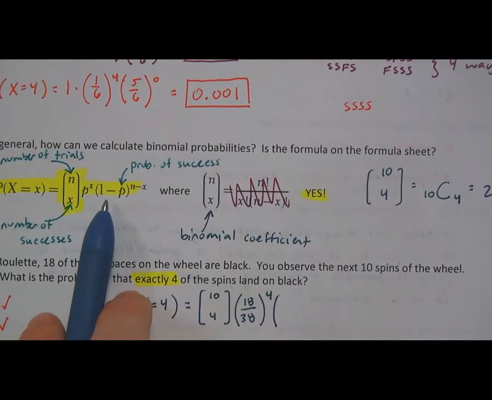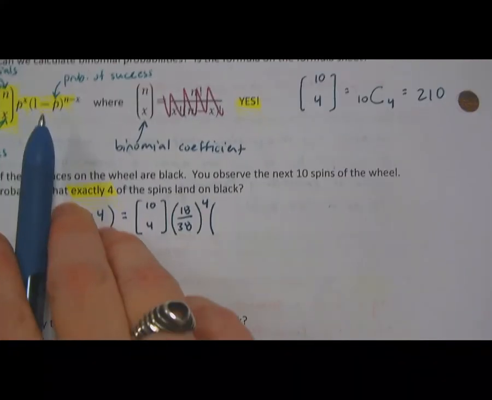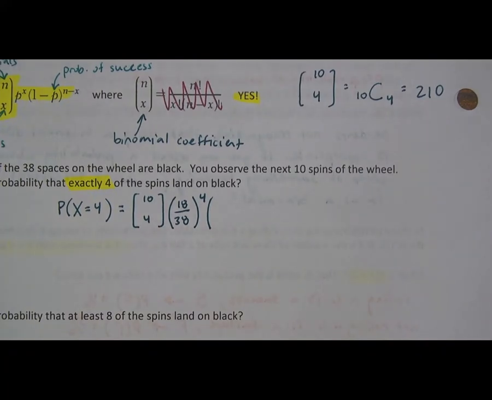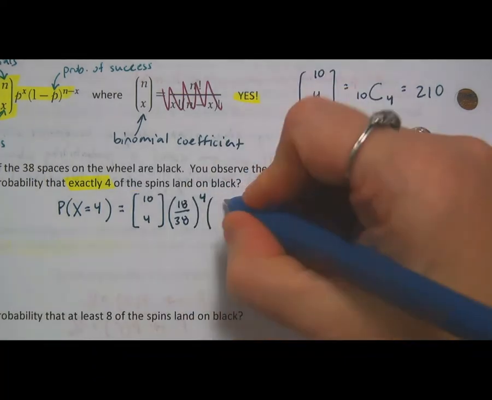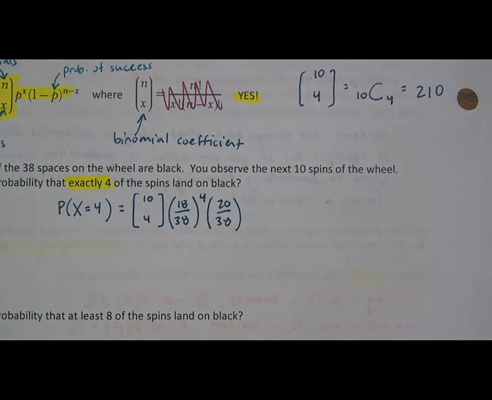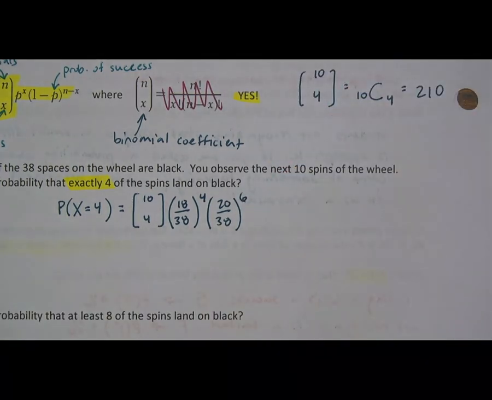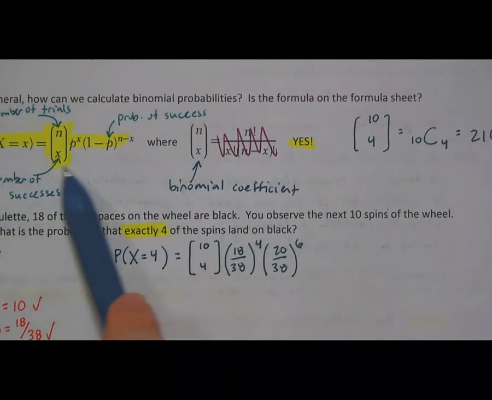Let me show you a shortcut. Instead of writing 1 minus 18 out of 38, you guys, if 18 out of 38 are black, how many of the slots are not black? 20. So that 1 minus p is just the complement of success. Those fractions will always add up to be one whole. If I'm looking for 4 successes, how many failures would there be in 10 trials? 6 failures would happen. That's all this formula says.